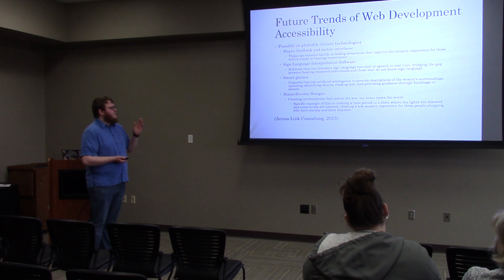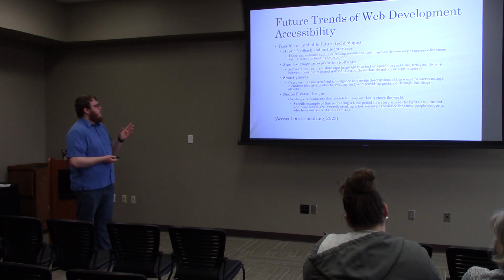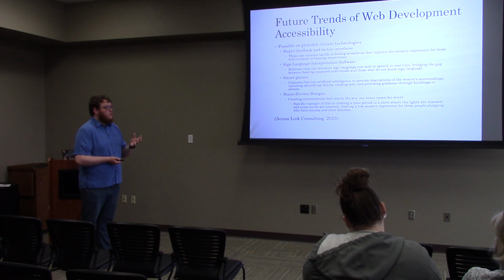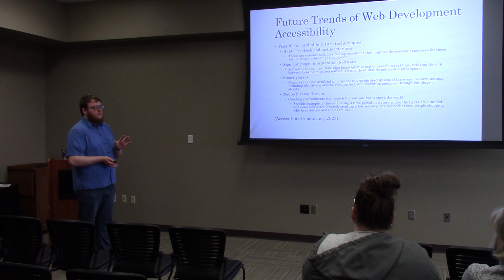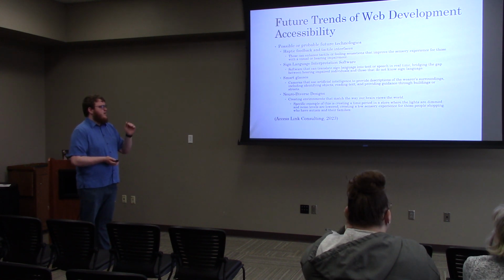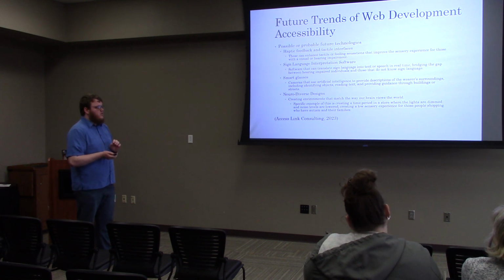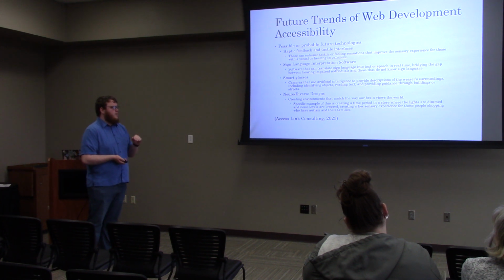Neurodiverse designs. Creating environments that match the way our brain views the world. A specific example is creating a time period in a grocery store where the lights are dim and noise levels are lower, creating a low sensory experience for those people shopping who have autism and their families alongside.